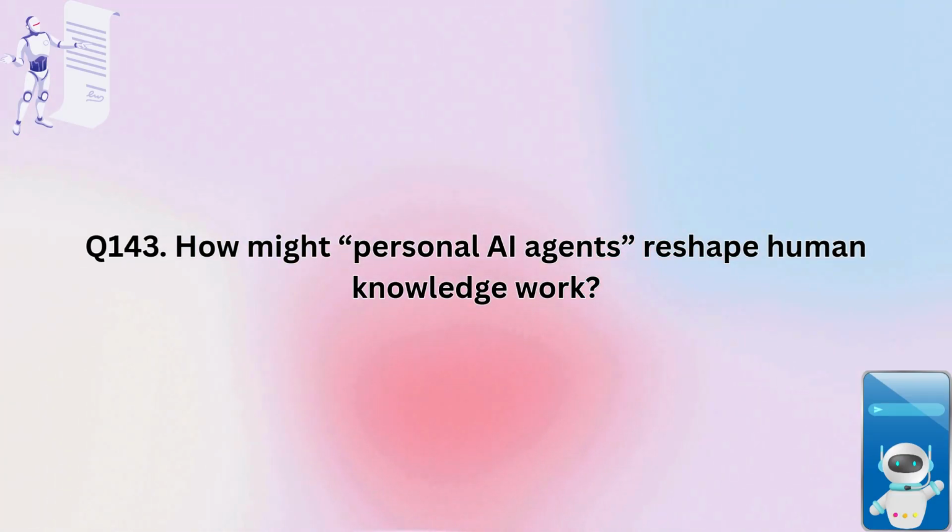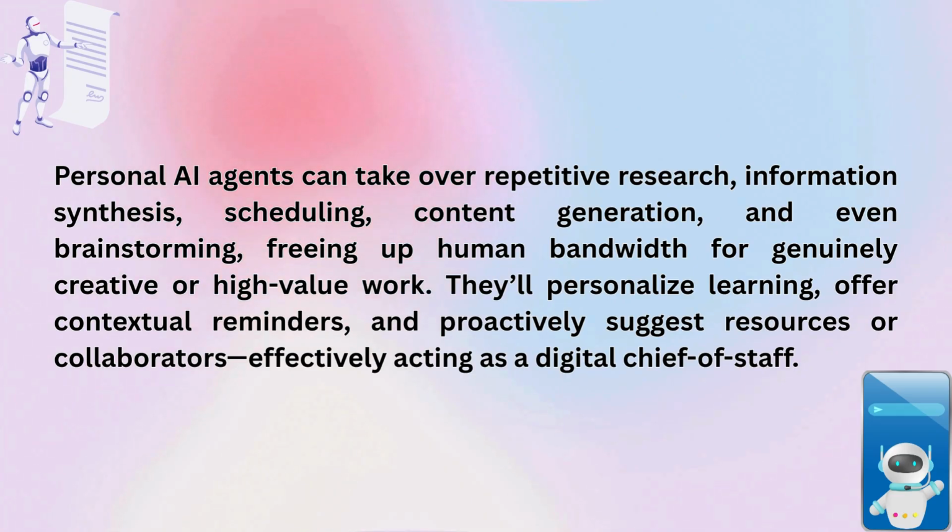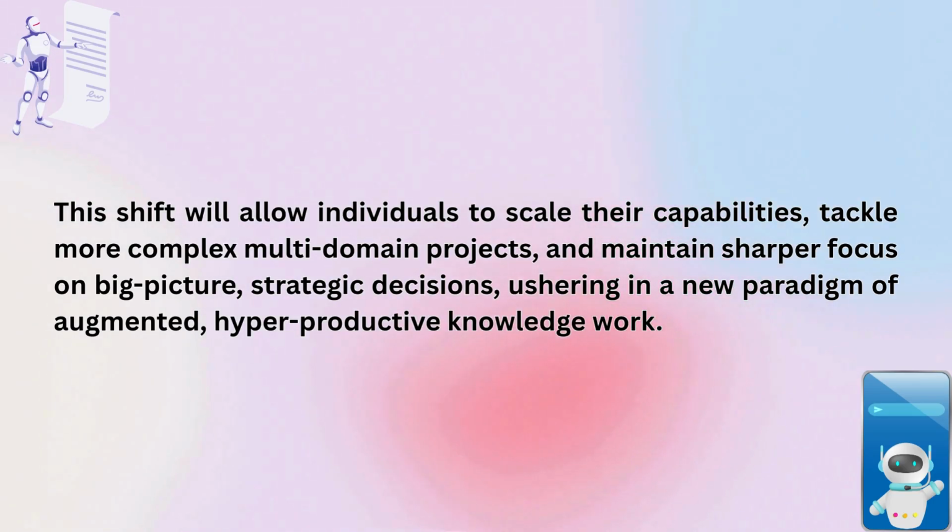How might personal AI agents reshape human knowledge work? Personal AI agents can take over repetitive research, information synthesis, scheduling, content generation, and even brainstorming, freeing up human bandwidth for genuinely creative or high-value work. They'll personalize learning, offer contextual reminders, and proactively suggest resources or collaborators, effectively acting as a digital chief of staff. This shift will allow individuals to scale their capabilities, tackle more complex multi-domain projects, and maintain sharper focus on big-picture, strategic decisions, ushering in a new paradigm of augmented, hyper-productive knowledge work.